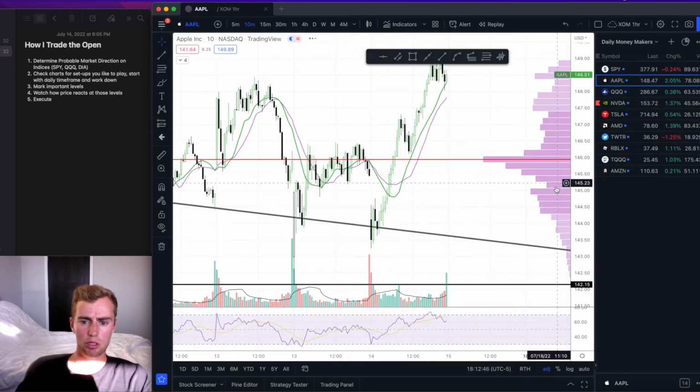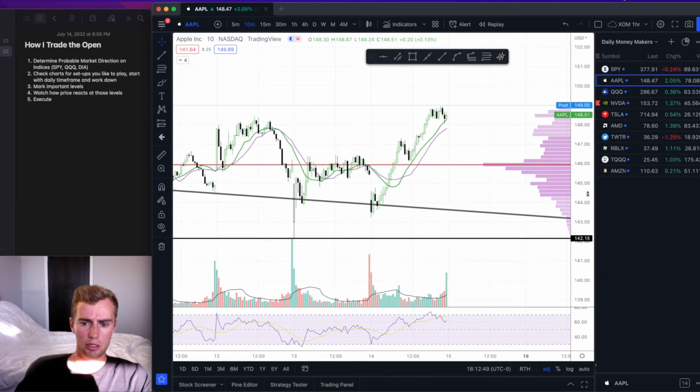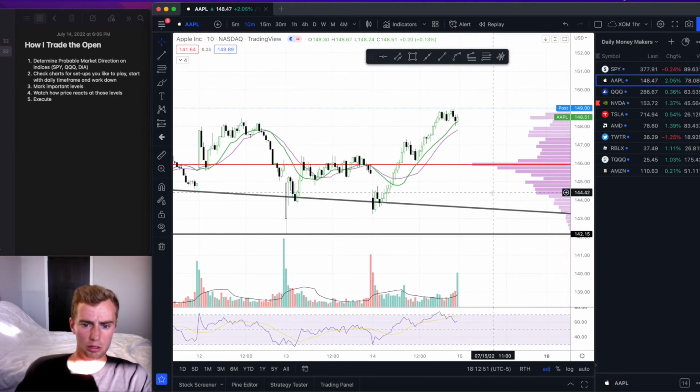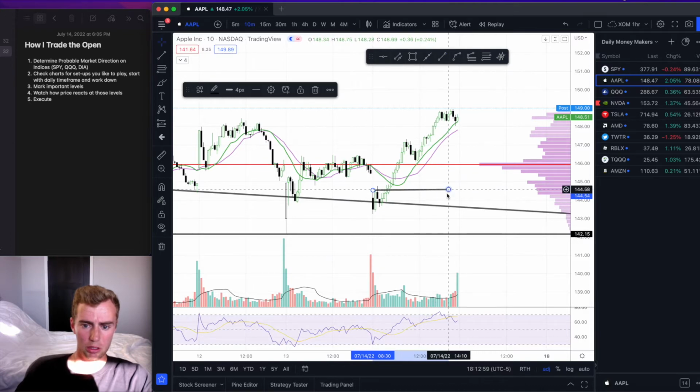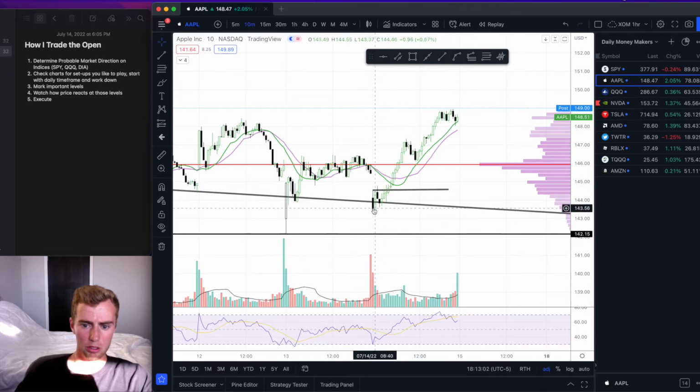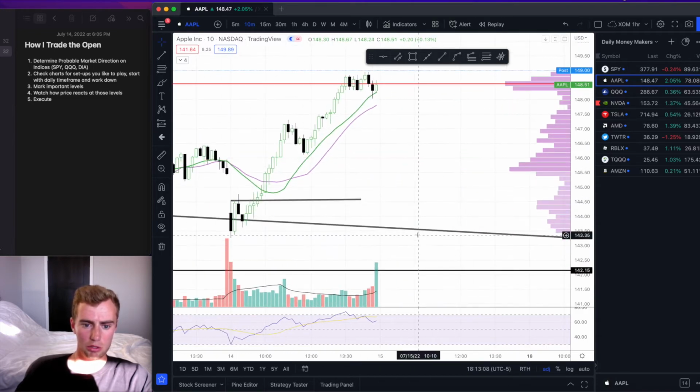Let's go to Apple here, and here is another example of it. This was Apple today. The opening range was right here, and you can see how it reacts to it. First you even get the break up. So you can see it interacting with this opening range, right? So zoom in a little here.